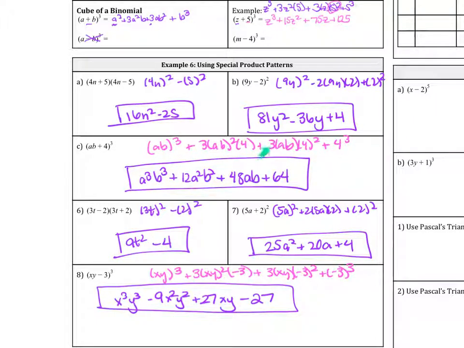Here, it's helpful if you just plug it into the pattern and then apply it. So a cubed, b cubed, plus, and you multiply the numbers, 4 times 3 is 12, a squared b squared, plus 4 times 4 is 16 times 3, which is 48ab, and then 4 cubed is 64. Okay, number 6, 9t squared minus 4, 25a squared plus 20a plus 4, and then x cubed minus y cubed minus 9x squared y squared plus 27xy minus 27.